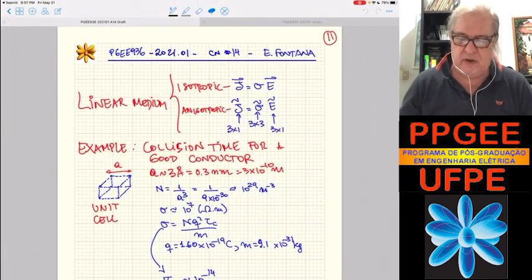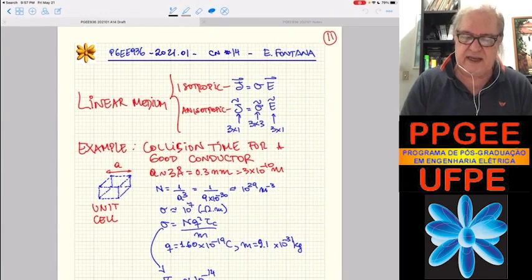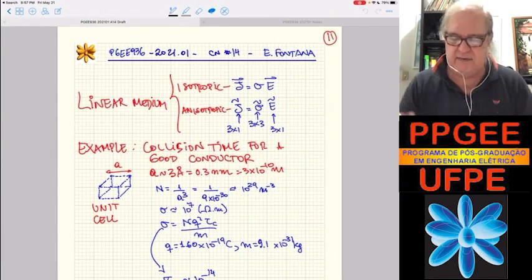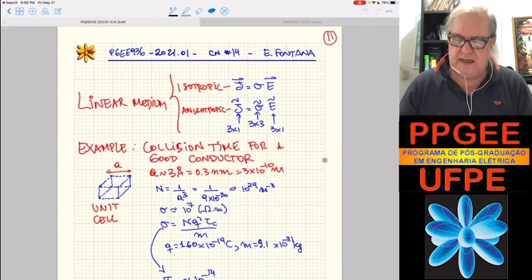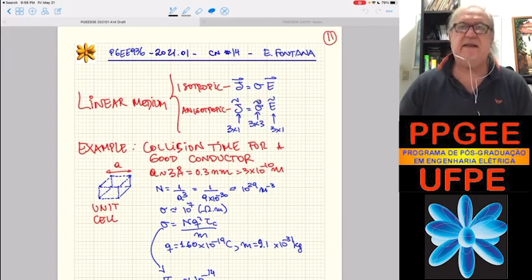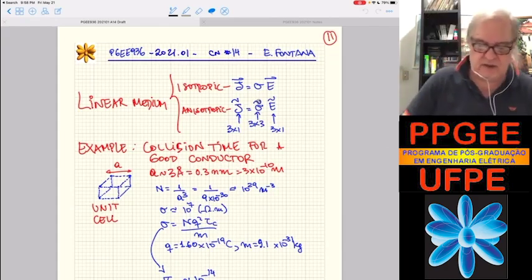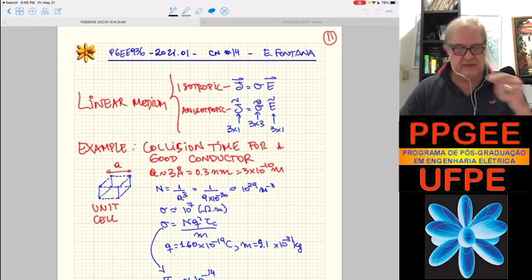And for those, if they are linear materials, we can generalize our relation, which is valid for isotropic. For an anisotropic material, you just have now a matrix relation, a tensorial relation. Sigma now is a 3x3 tensor, or a 3x3 matrix.